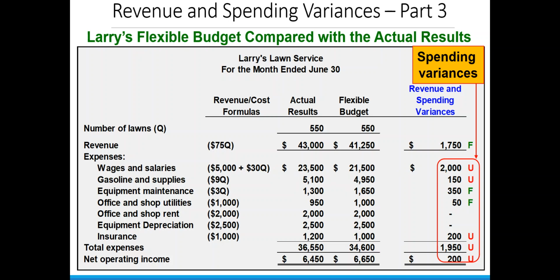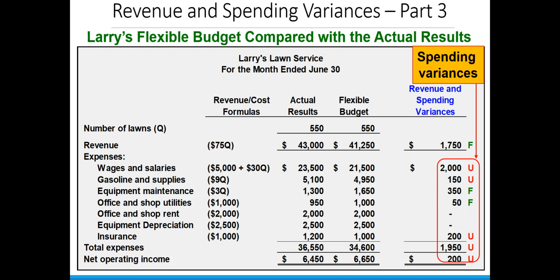That's unfavorable. And then we have gasoline and supplies with a $150 unfavorable variance also. When we move down into equipment and shop, office and shop utilities, we see favorable variances. And then finally, the insurance is unfavorable. And overall, we have a total expense variance that's not favorable.